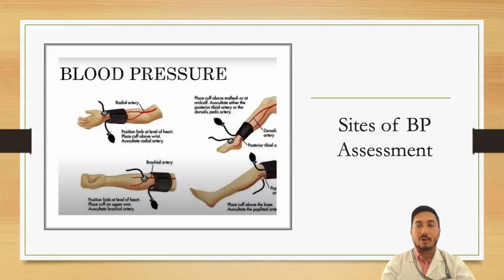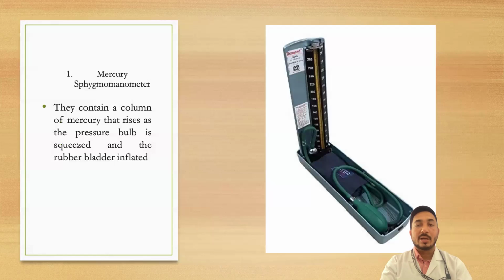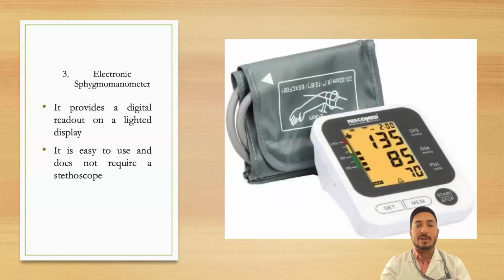These are the common sites of blood pressure assessment: radial artery, brachial artery, dorsalis pedis artery, popliteal artery. Types of sphygmomanometer: mercury, aneroid, and electronic or digital. There are 3 types of sphygmomanometer available. This is how a mercury sphygmomanometer looks. It contains a mercury column that rises as the pressure bulb is squeezed and the rubber bladder is inflated while measuring the blood pressure. This is electronic. It provides a digital readout on a lighted display. As you can see here, it is easy to use and does not require a stethoscope.